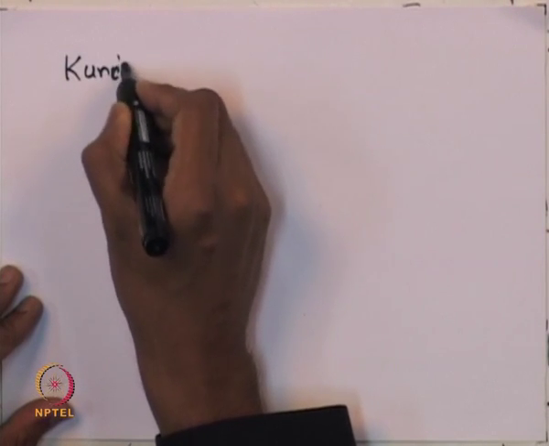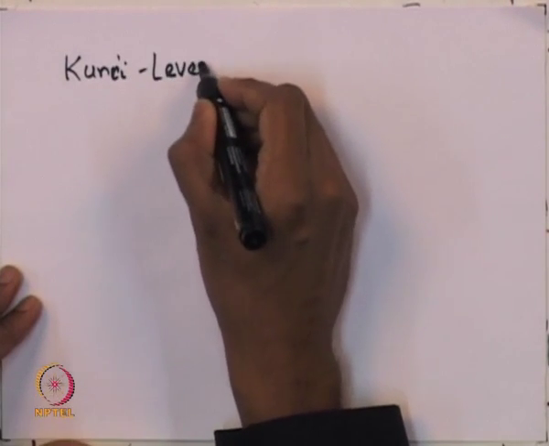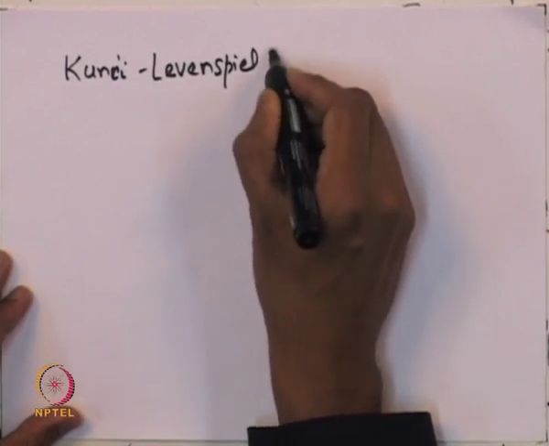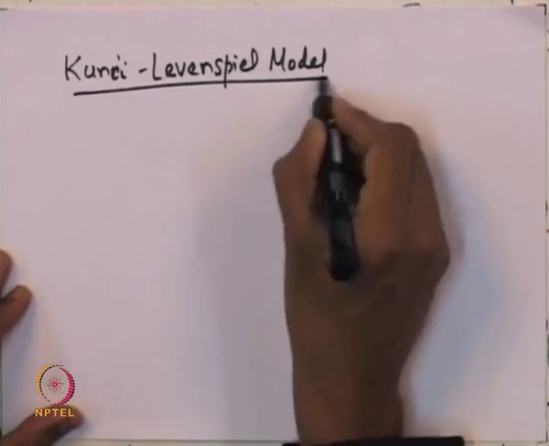So these are the five different regimes that we described in the last lecture, and we initiated the discussion on the Kunii-Levenspiel model. The Kunii-Levenspiel model assumes that all particles are of the same size, and it also assumes that the solid flow in the emulsion phase is like a plug flow, and that the emulsion phase always exists at the minimum fluidization velocity.